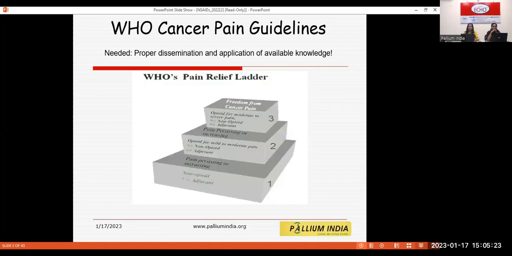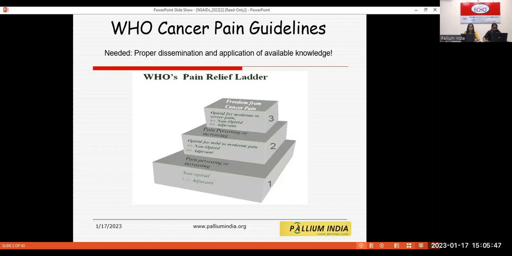So this is that ladder. I know it's slightly difficult to read from the steps, but we'll be sharing the presentation and you get this ladder everywhere on the internet. So this ladder is not a very new invention. It was invented in 1980. So it's a very long time that people have been talking about this, but we have not learned about it.